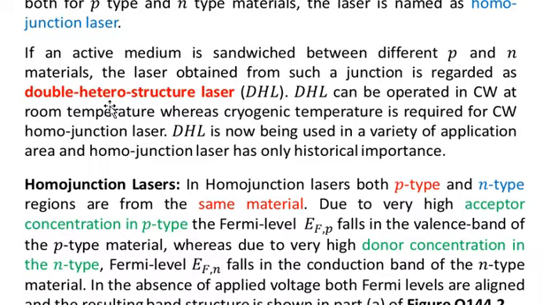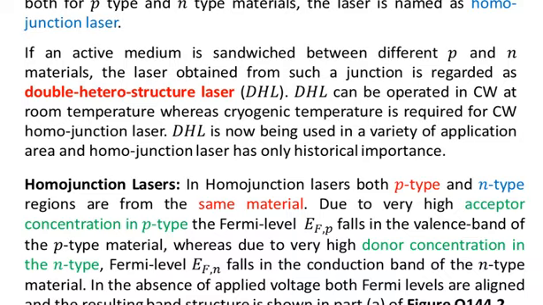This is the beauty of the double heterostructure: laser operation can be achieved continuously at room temperature, whereas cryogenic, that is lower, temperature is required for CW operation of a homojunction laser. DHL is now used in a variety of application areas, and the homojunction laser has only historical importance. So the real junction that can produce laser at room temperature is the double heterostructure laser.